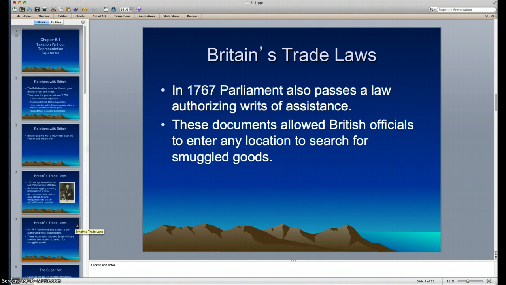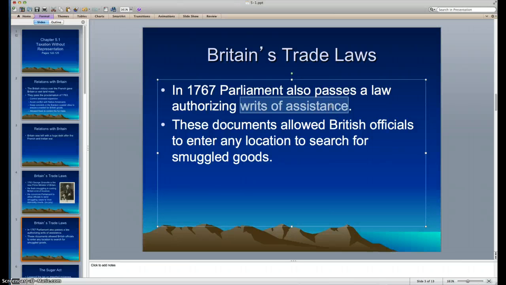Another way he tries to get them to stop smuggling is he passes something called the writs of assistance, again, which we've talked about. The writs of assistance are basically modern day search warrants. The only difference is they have a little bit more freedom than our police or officials would have today. It is basically a piece of paper that allows them to go into any building that they want to search for smuggled goods. It doesn't have to say what they're looking for. It doesn't have to have an address of what building. They basically used to just carry these things around and enter buildings at will.